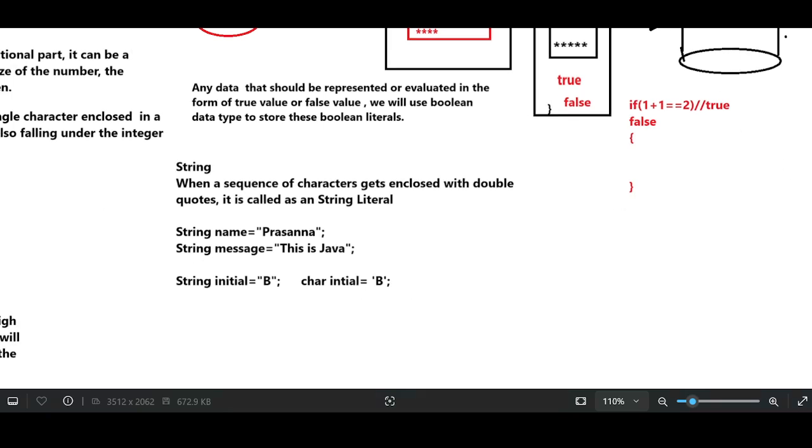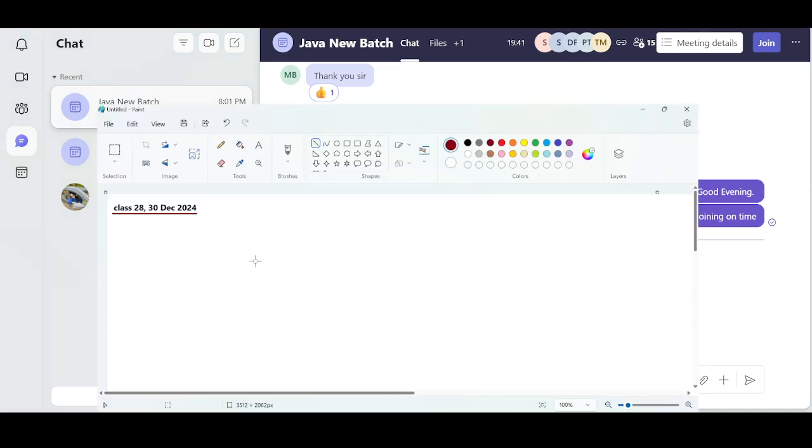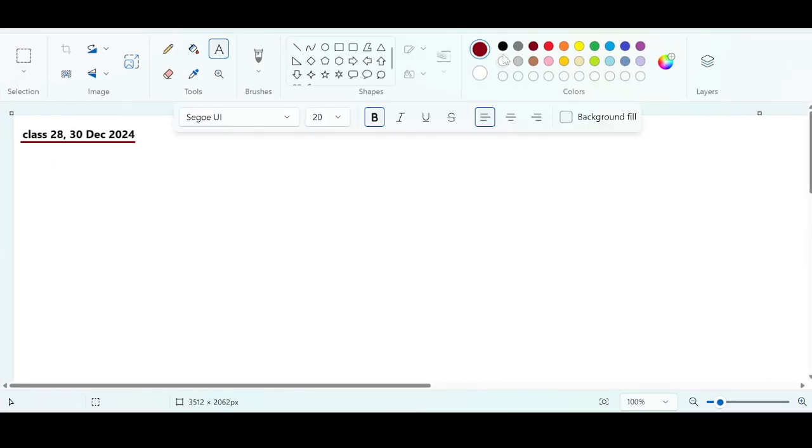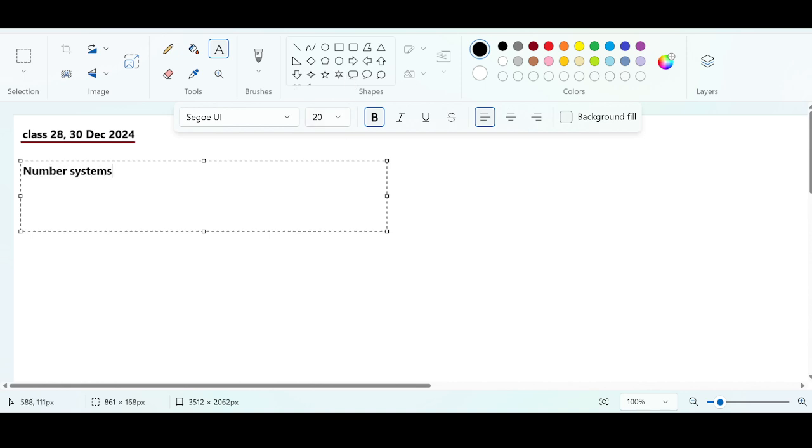Today we are going to start an interesting topic, number systems. This is very important to understand all the primitive data types. To understand all the primitive data types, this topic is really important. So what is the name of the topic? Number systems in Java.